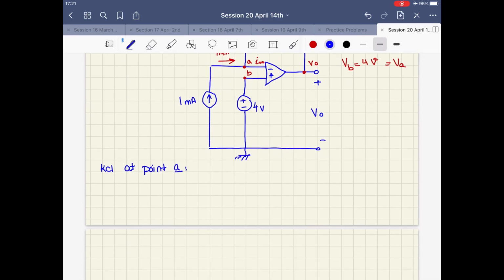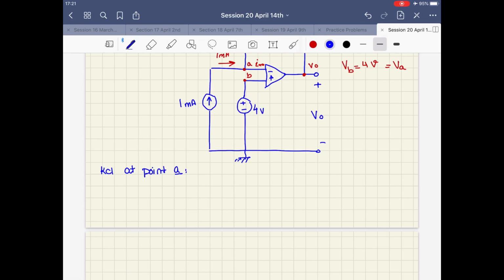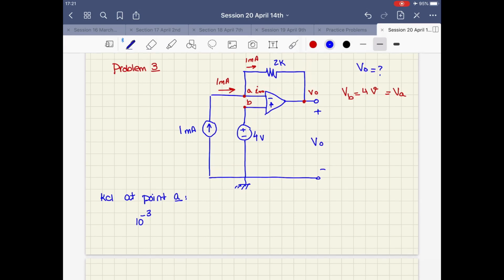At point A, I have 1 milliamp coming into node A. If you work with milliamps or kilo ohms directly, you may get confused at the end. So please convert: for example, 1 milliamp is 10 to the negative 3 amps, right? This current is coming into the node, so it should be equal to the same current passing through the 2K, which is VA minus VO over 2 multiplied by 10 to the 3.